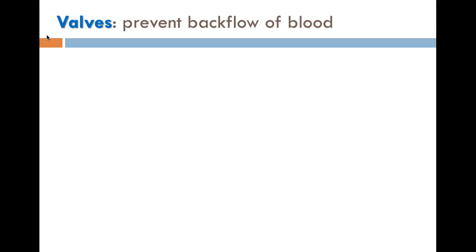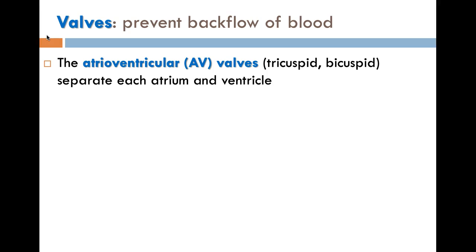It's important that the blood of our circulatory system goes in the right direction. And there are 4 valves that prevent the backflow of blood in our heart. And these valves are flaps made of connective tissue. The first valves that you need to know are called the atrioventricular valves, or AV valves.